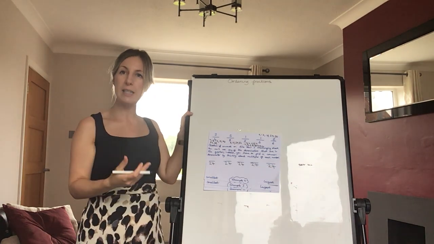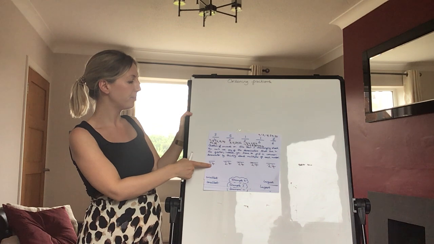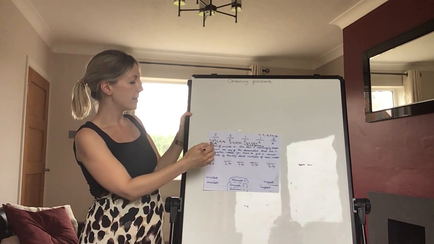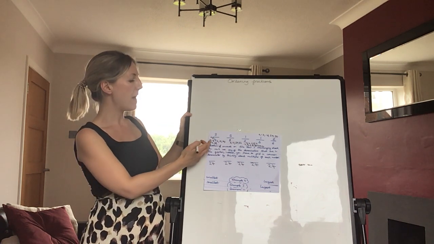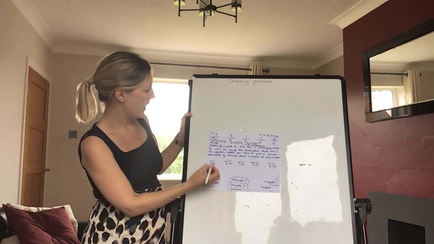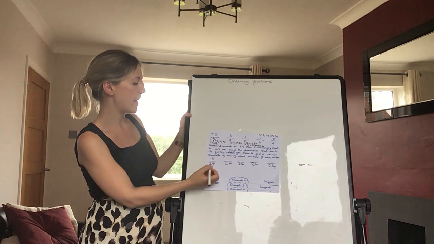Okay, I'm going to do what we did on the last question. We're going to turn these now into equivalent fractions. So I need to think, what have I times 4 by to get 24? And I've times it by 6. So whatever I do to the bottom, I do to the top. So 3 times 6 is 18.